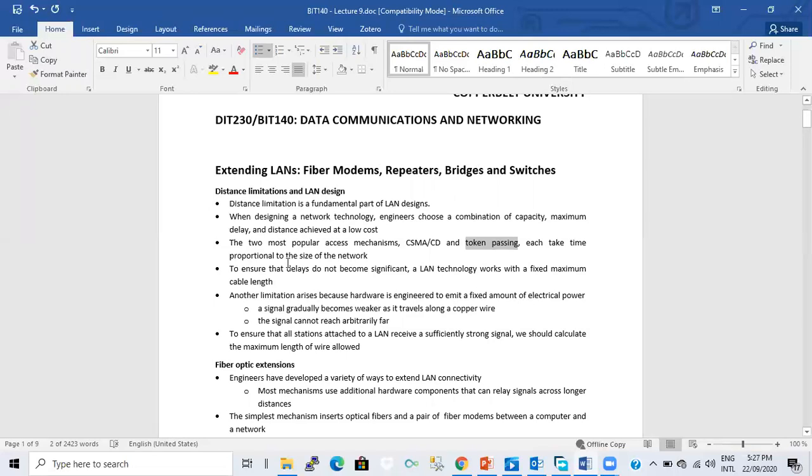To ensure that delays do not become significant, a local area network technology works with a fixed maximum cable length. I've said for UTP, it's 100 meters. You should be able to research how many meters or kilometers fiber can accommodate, STP as well as coaxial. But for UTP, when you're using it in a local area network, the maximum cable length is 100 meters. After 100 meters, your signal will become weak.